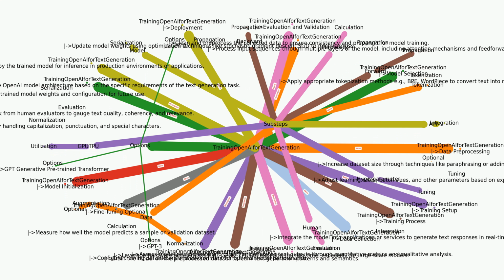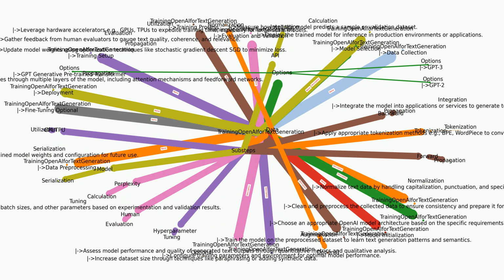Name: Model selection. Description: Choose an appropriate OpenAI model architecture based on the specific requirements of the text generation task. Options: GPT (Generative Pre-trained Transformer), GPT-2, GPT-3.